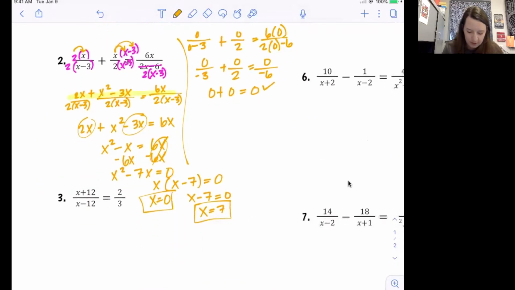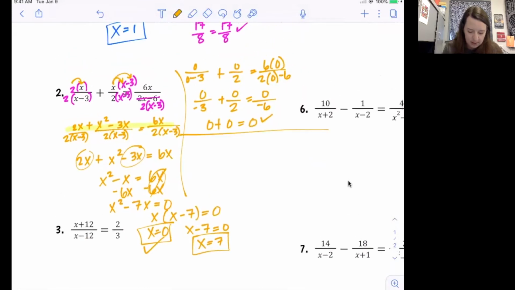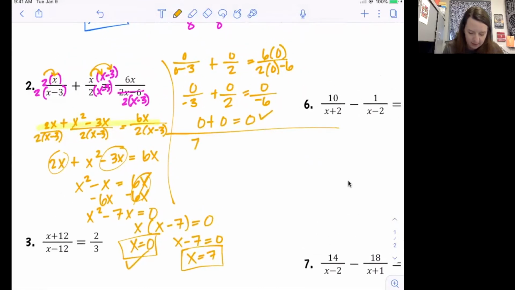So this value works. And then plugging in a 7, I have 7 over 7 minus 3 plus 7 over 2 equals 6 times 7 over 2 times 7 minus 6.